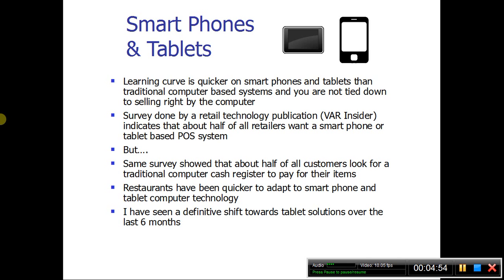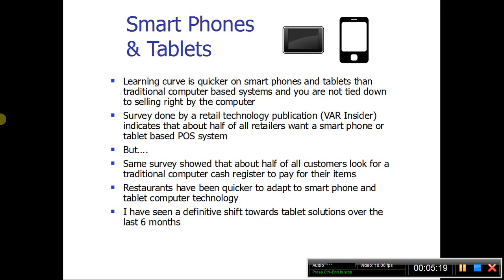There was also recently a survey done by a retail technology publication known as Bar Insider. The survey found that about half of all retailers want a smartphone or tablet-based point-of-sale system. But that same survey showed that still about half of all customers look for a traditional computer cash register to pay for their items.